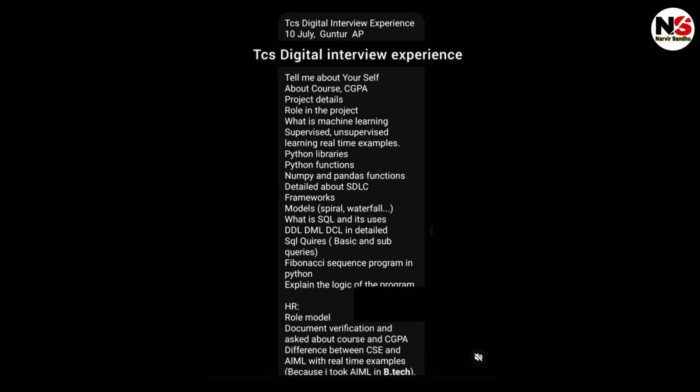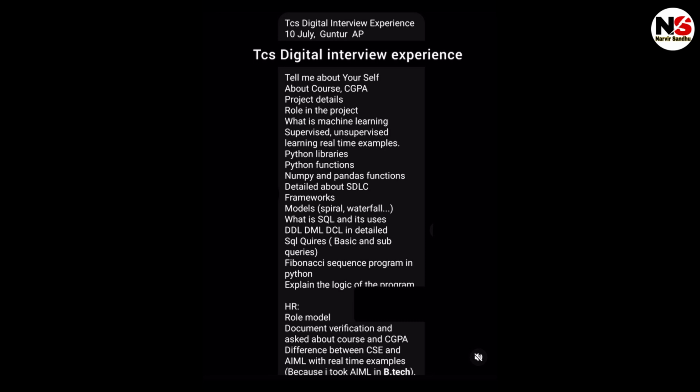then detailed questions about SDLC, then frameworks and models, spiral and waterfall model, what is SQL and its uses, DML, DDL, TCL explained in detail, then SQL queries, basic and some other queries, Fibonacci sequence program in Python, and explain the logic of the program. Then in the HR round, they asked about the role model, then document verification, and asked about course and CGPA, difference between CSE and AIML with real-time example.